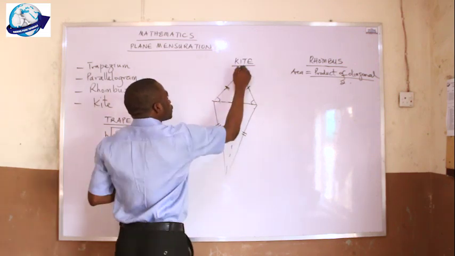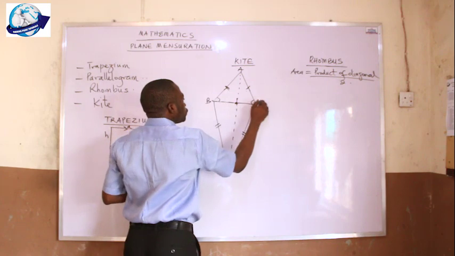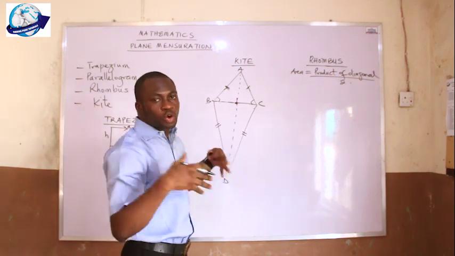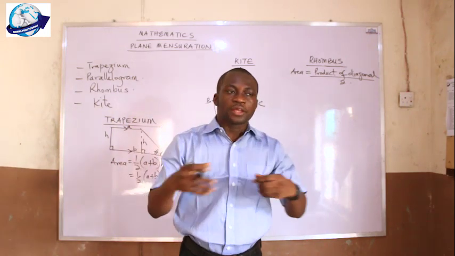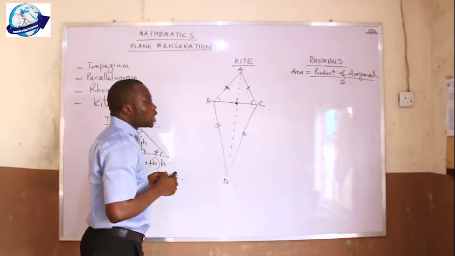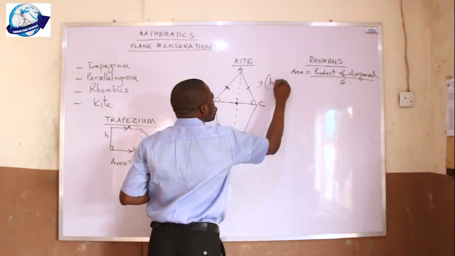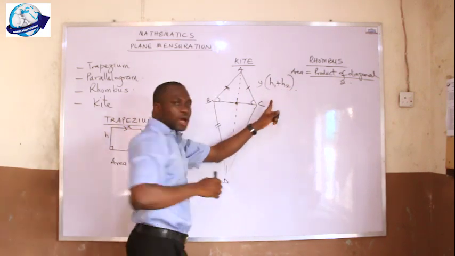Now, let's take triangle ABC, the first triangle, and triangle BCD. So triangle ABC and triangle BCD come together to form the kite. So how do you get the area of a kite? Let me just write on the board so you can see. Area of a kite is y times (h1 plus h2). How do you get this formula?